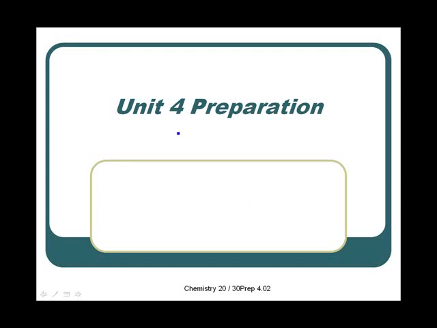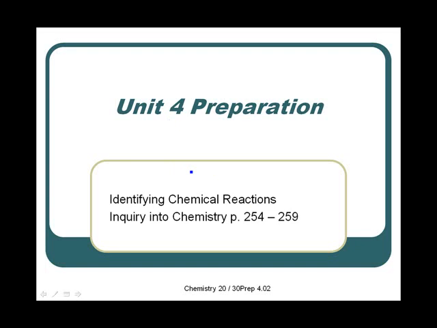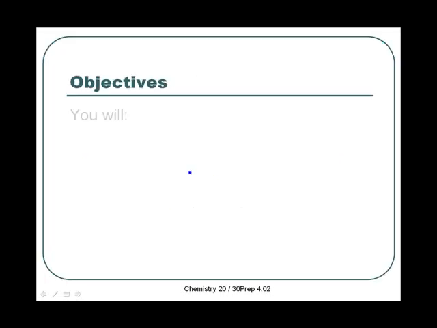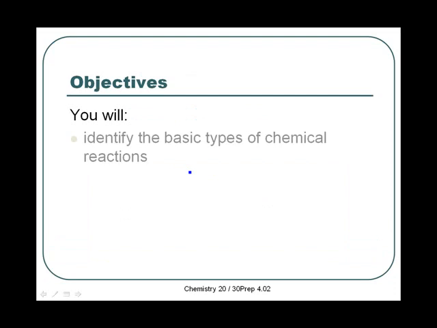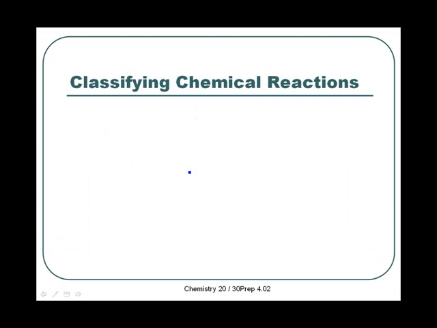Welcome back to the Unit 4 preparation. In this lecture we're going to be identifying chemical reactions, and it's the same reading in your textbook, page 254 to 259. And by the end of this lecture you will be able to identify the basic types of chemical reactions that we're going to be talking about in chemistry, both Chemistry 20 and Chemistry 30.